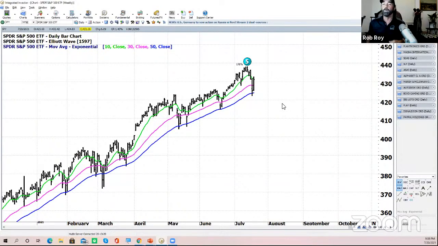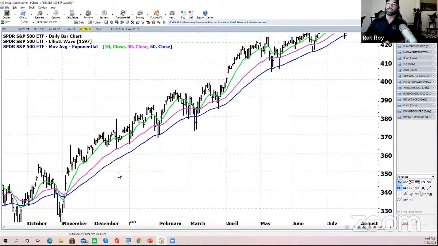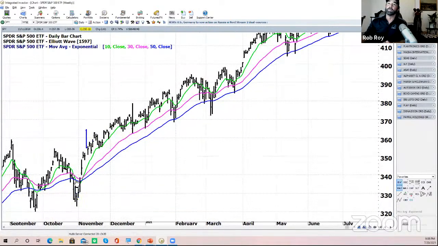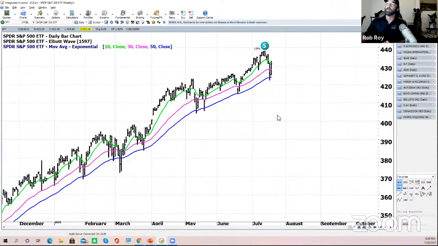We're right back where we were on Friday, and we did not have a follow-through day to the downside, breaking below. We have not had it any of the other times that we tested the 50-day moving average. None of these times have we had follow through. And so here we are again.